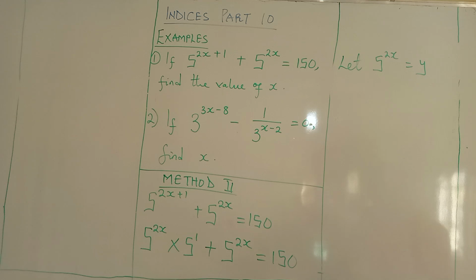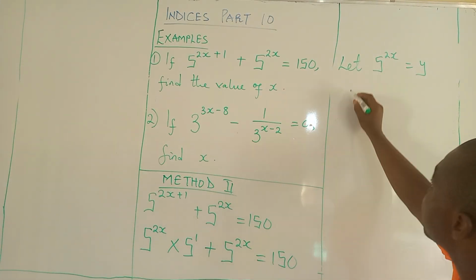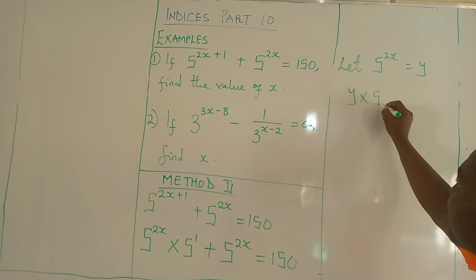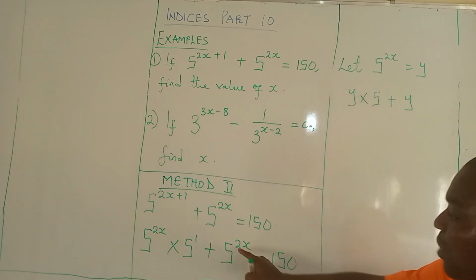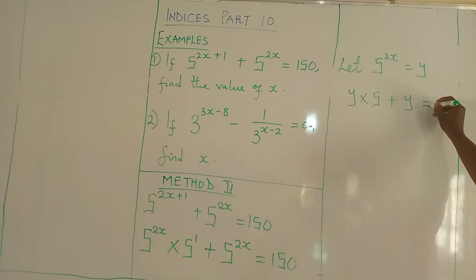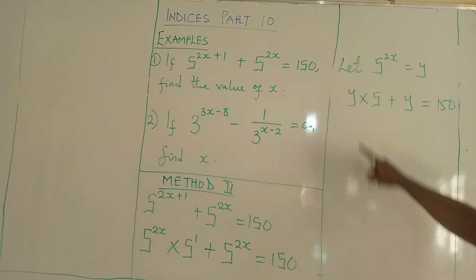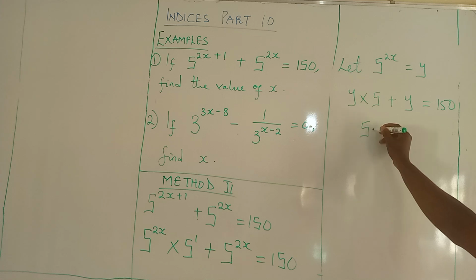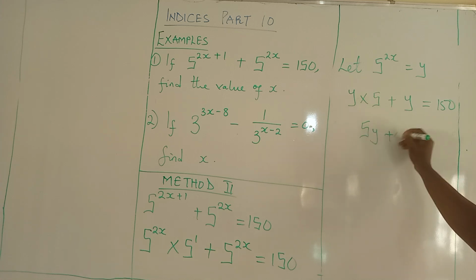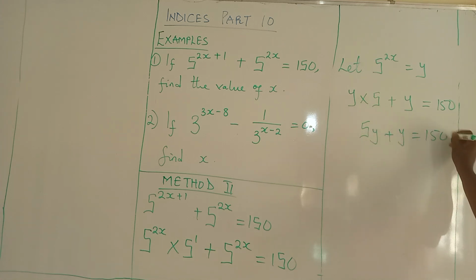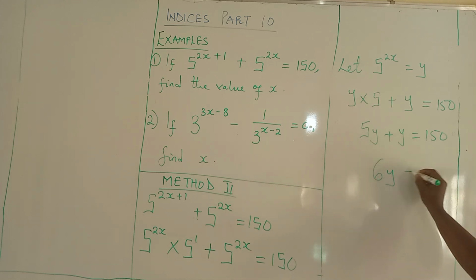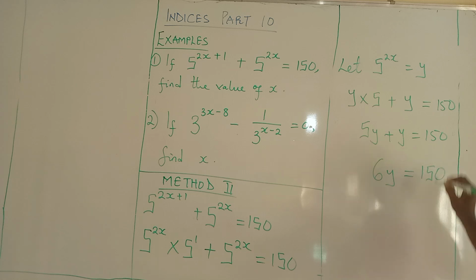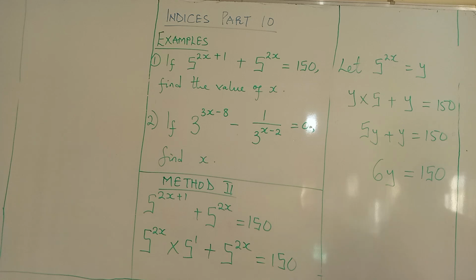put y. So this place will now be y times 5 plus y, because instead of 5 raised to power 2x, I'll put y, is equal to 150. Y times 5 is 5y plus y is equal to 150. So 5y plus y will give us 6y, and that's equal to 150. So for us to get y at this point, we divide both sides by 6.